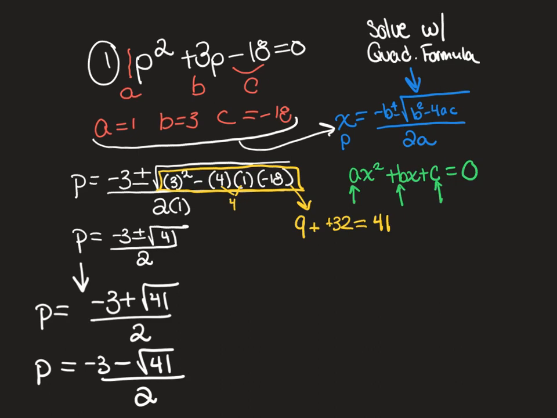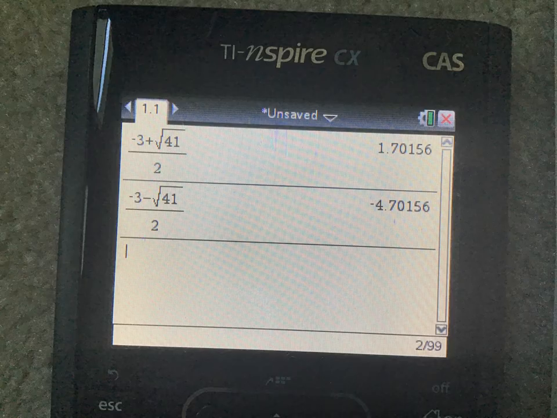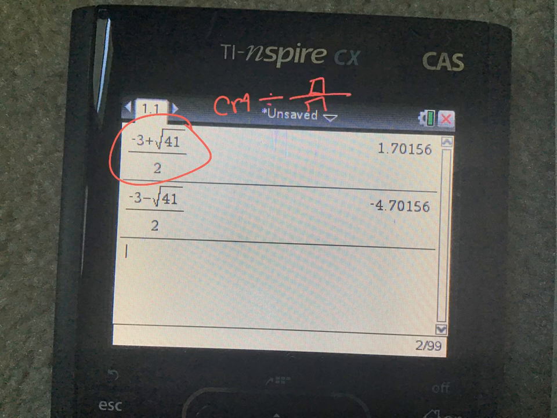So let me type this in the calculator real quick, and then I will put a picture so you can see it. So you can see on the top, I typed the first one. I used that control divide and got the fraction thing to show up. And on the top, I put negative 3 plus the square root of 41 all over 2, and then I typed the bottom one right here, negative 3 minus the square root, and here are my 2 answers.